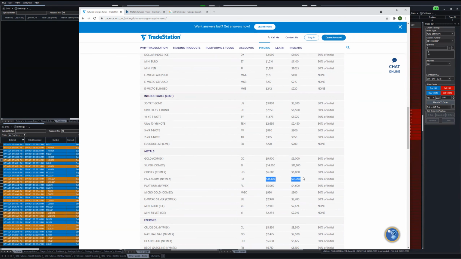That's why I just said, who would trade Palladium, right? To open one contract, you need at least $34,000 in your account to open one bloody contract of Palladium, right? This is just a deposit, yeah, security check, however you want to call it.